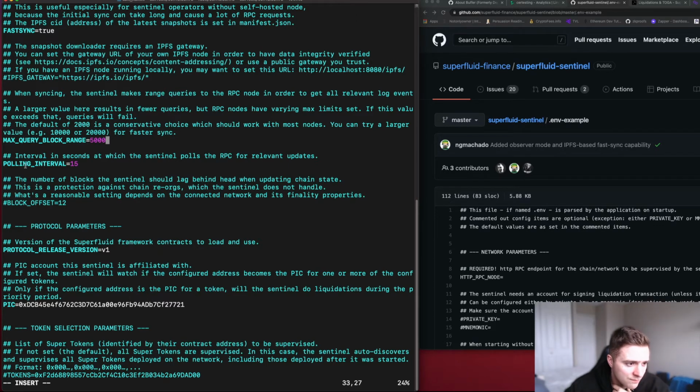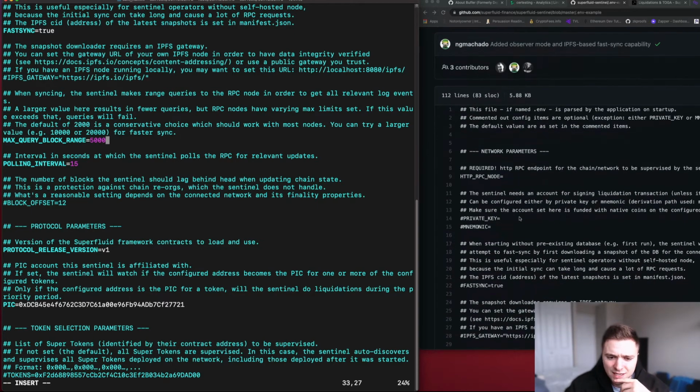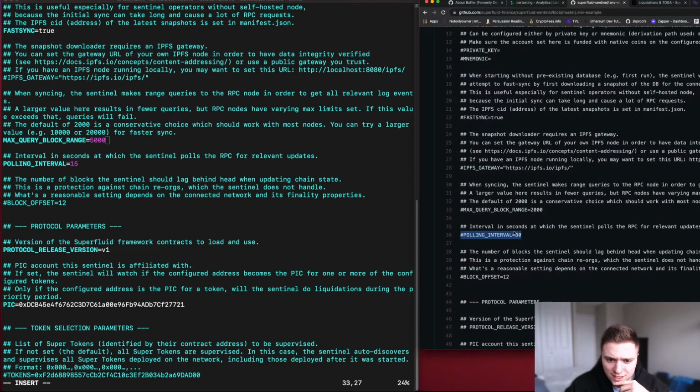This polling interval is the interval in seconds at which the Sentinel is going to poll the RPC for new updates. I think the default setting inside of the README here is 30 seconds. I've got mine a bit quicker at 15 seconds.